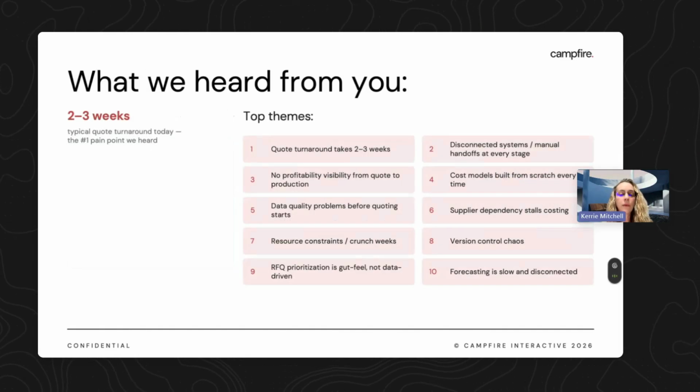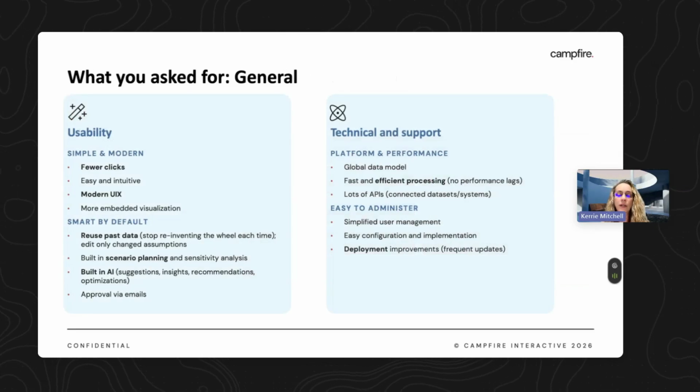Okay. Real quick, this is going back to our interviews in the last 18 months. What we heard from you is the top issue is, quote, turnaround is still taking weeks. And you are having disconnected systems and handoffs. There's version control chaos and no clear margin visibility. So, and again, you'll get the PowerPoint to read through everything else. So I'm going through kind of quick because we have a lot to cover today.